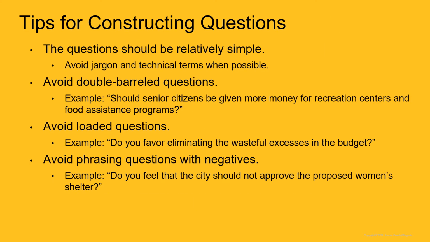Ideally, we want to word questions in a way that is the most straightforward and simple. Avoid double-barreled questions. The example given here is, should senior citizens be given money for recreation centers and food assistance programs? But in reality, this is mixing two different concepts or issues at the same time. Realistically, a person might actually have different attitudes about whether money should be spent on recreation centers versus food assistance programs rather than both at the same time.